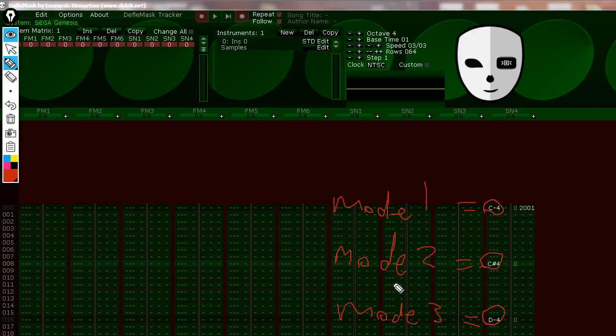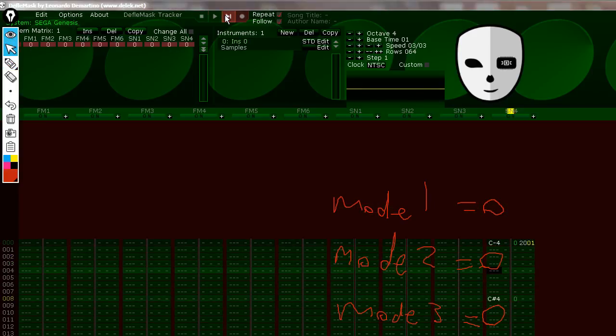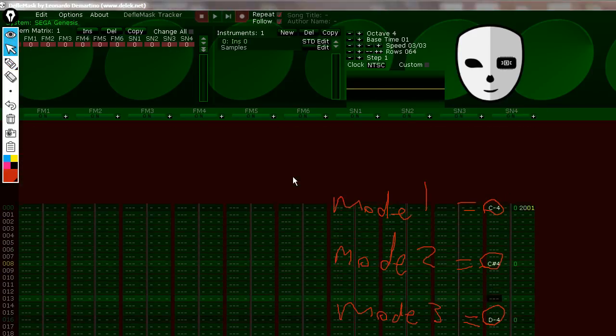Okay, you get the picture here? Mode 1 is the low noise frequency. Mode 2 is a medium range. Mode 3 is a high range. Okay? And that's how it is. Now, what is mode 4?